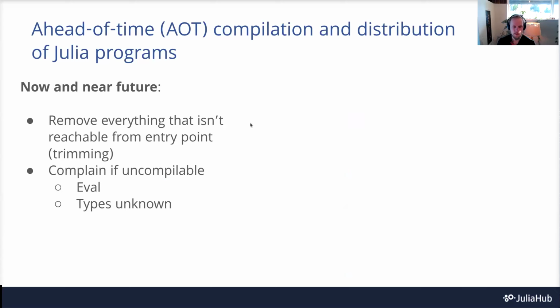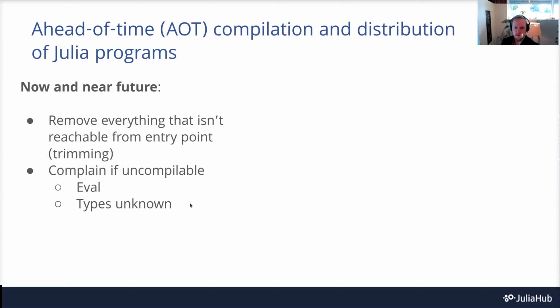All right, so the idea here is that the Julia compiler can analyze a program and figure out what parts of the code are reachable from an entry point. And everything that is not reachable from an entry point, we can essentially remove from the binary. And in Julia land, that is called trimming. So we have a new compile-time feature called trimming that will essentially reduce the size of the binary produced by the Julia compiler.